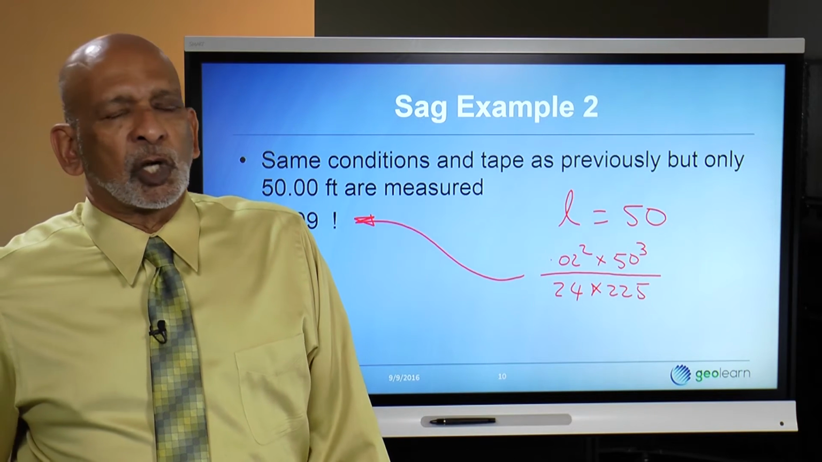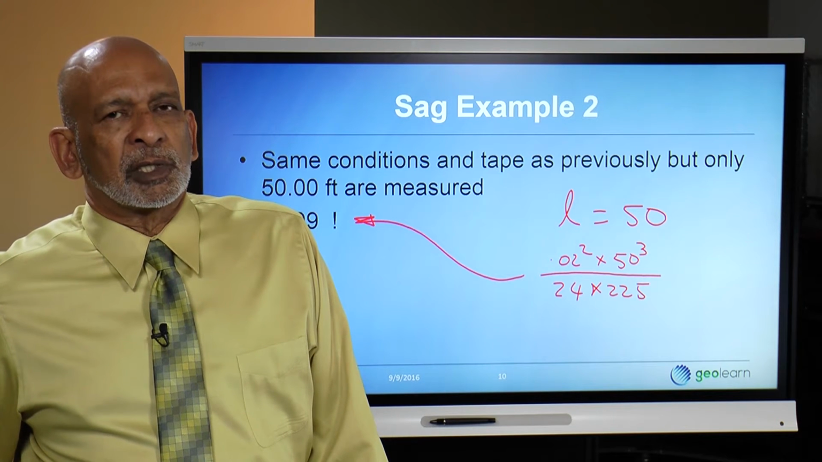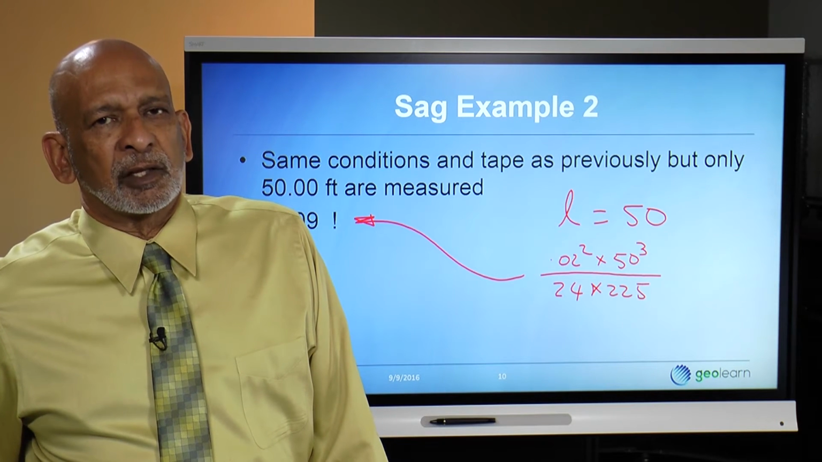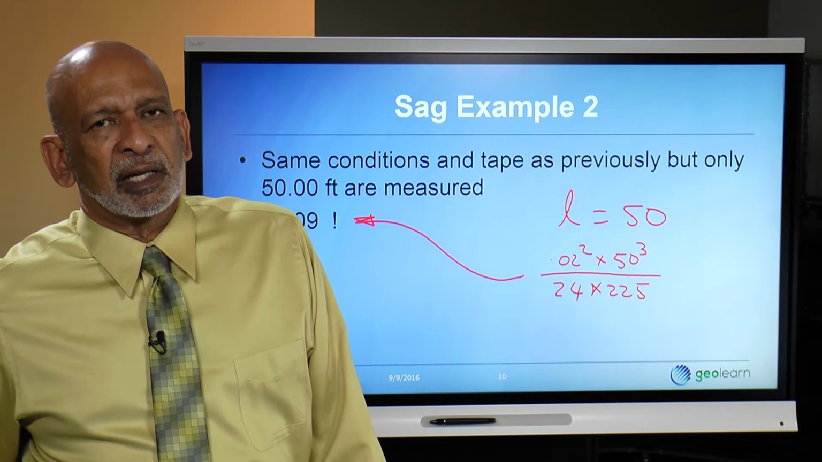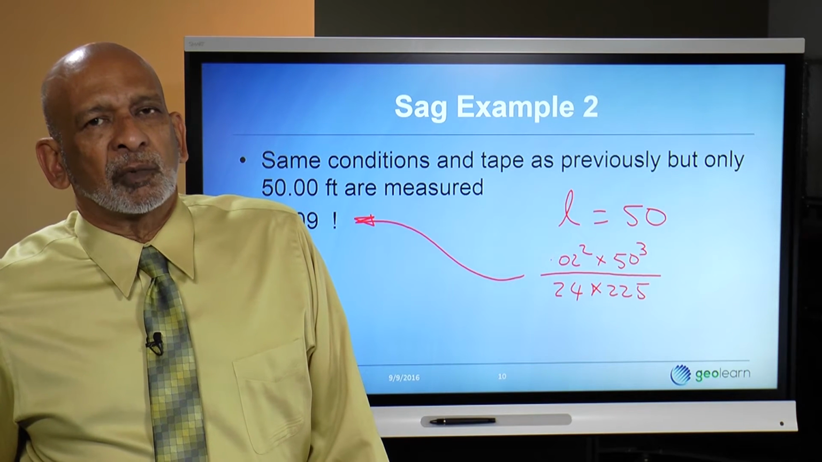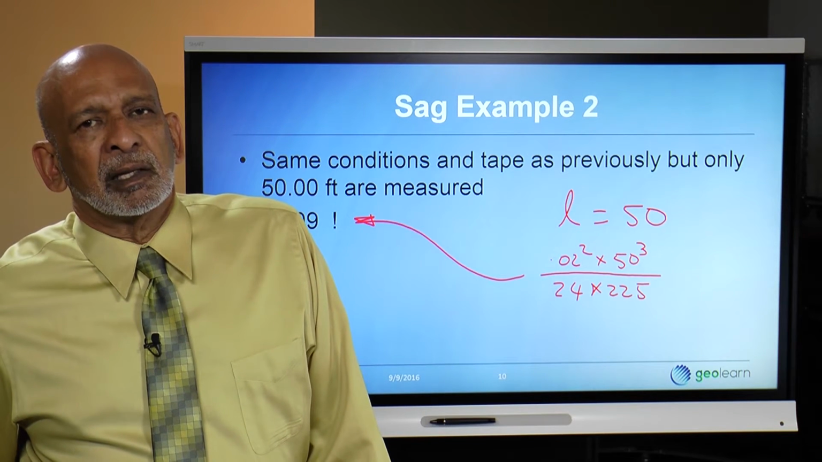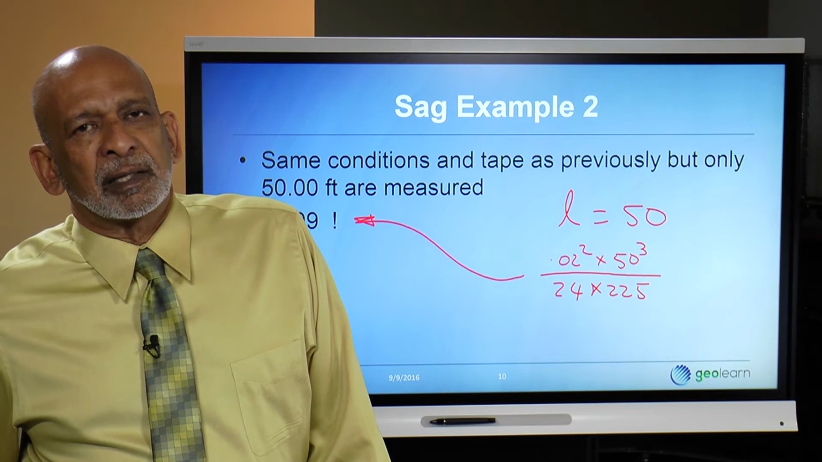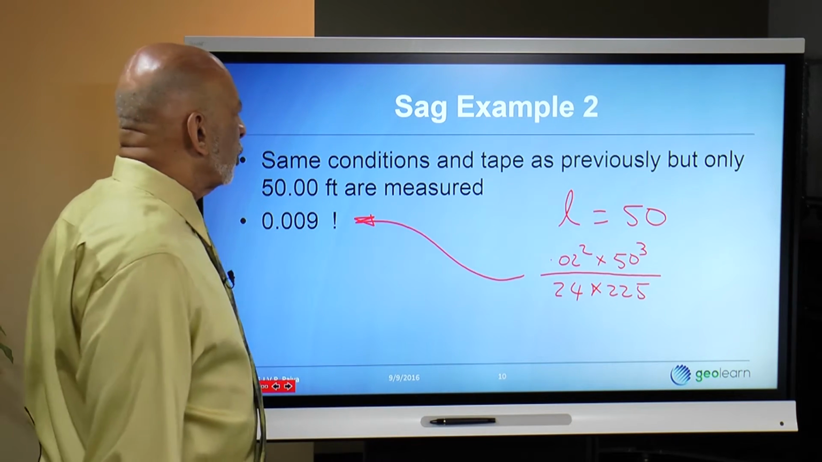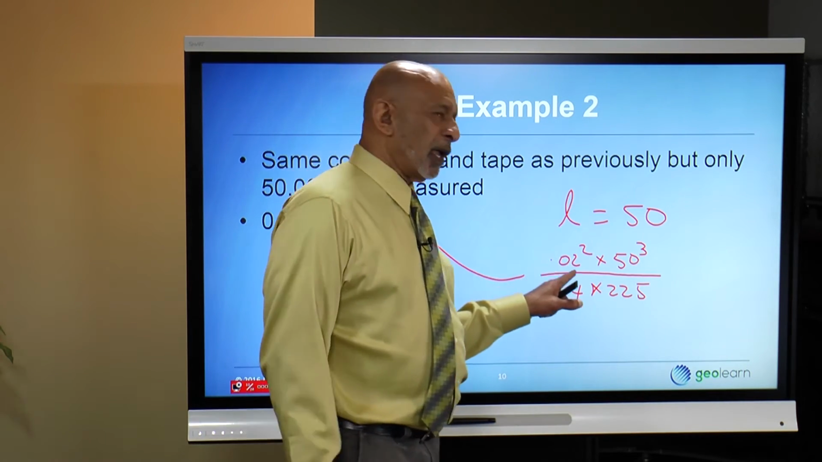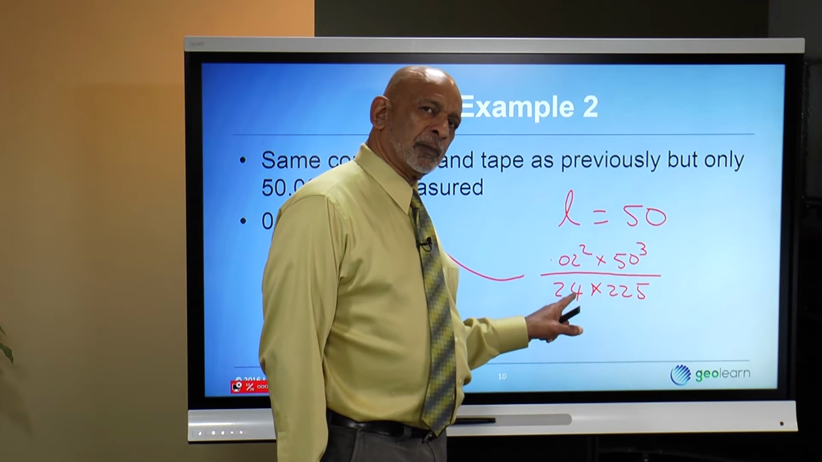Okay, so it's a really important thing to understand that on short spans, yes, you can get away with not worrying too much about sag. But on a full 100-foot span, it's important. And again, you need to know the weight of your tape, because if you have a heavy tape, that can be a real problem.